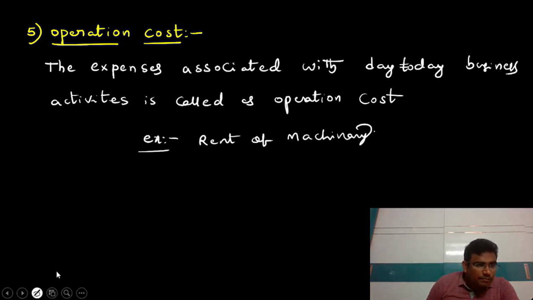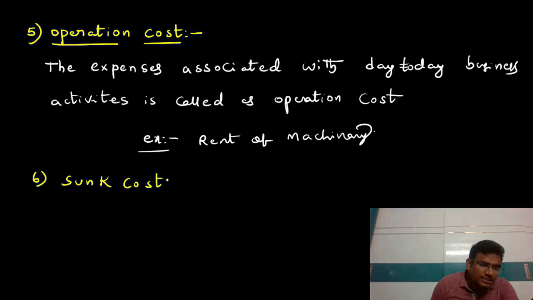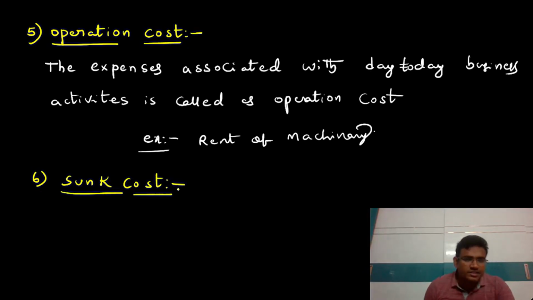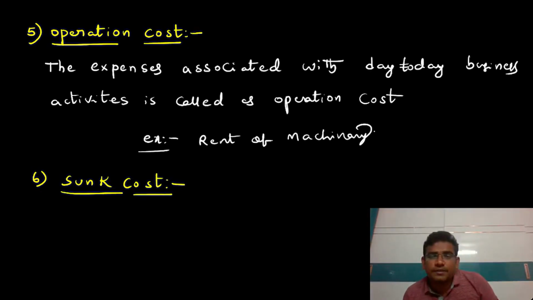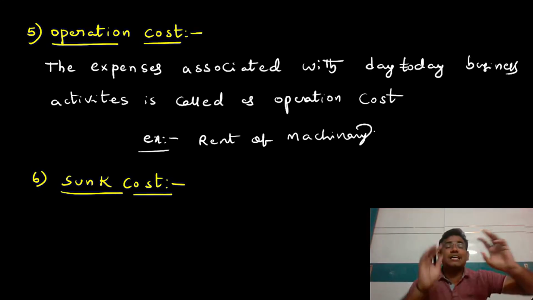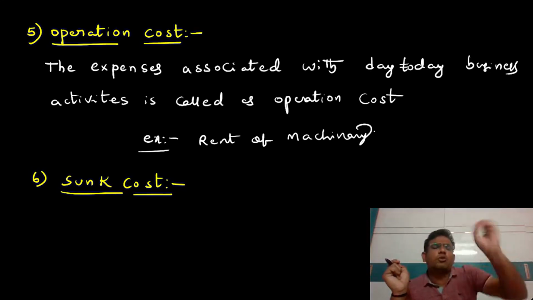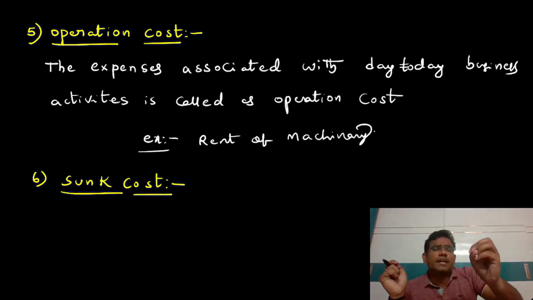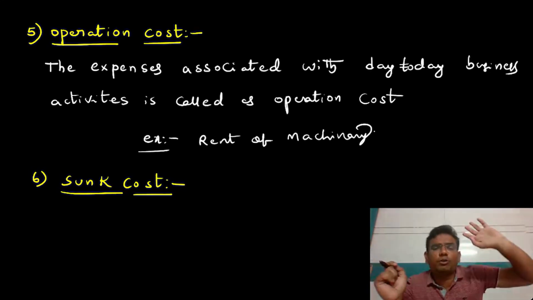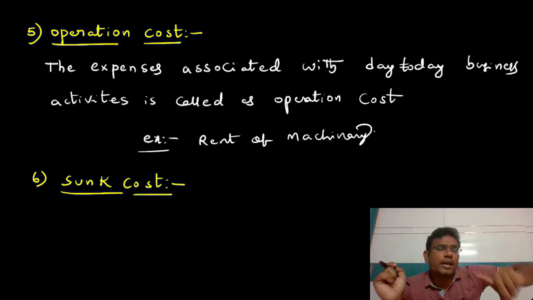And the next thing I am going to discuss is the sunk cost. Okay, let's see, guys, factory electricity is also operation cost. Means whatever you spend on the machine on a daily basis is all operation cost. Got my point?